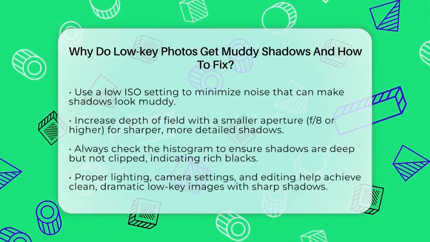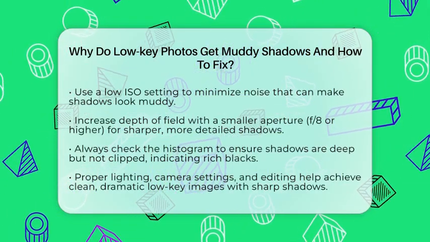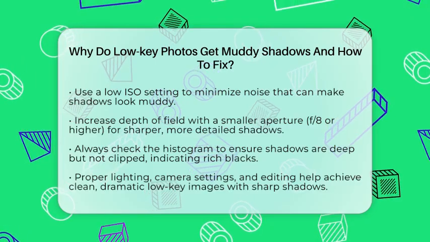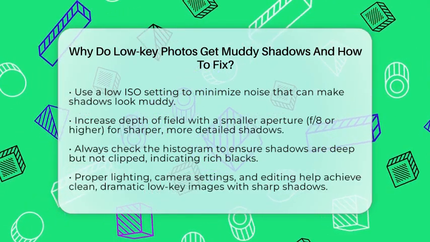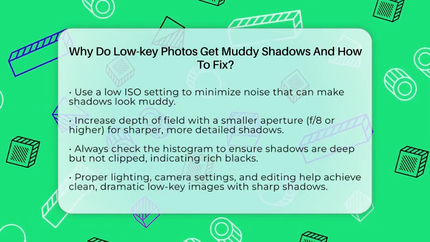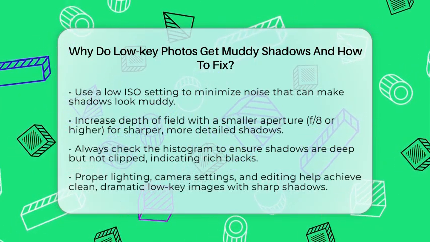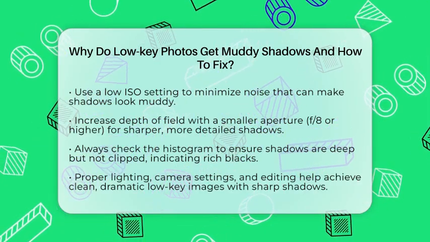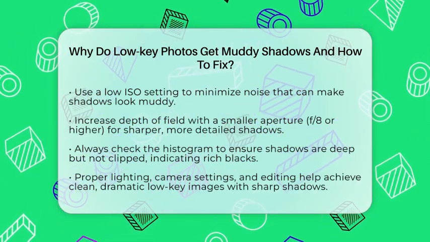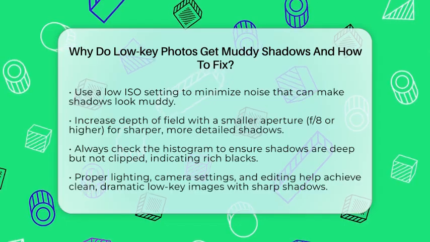Use a low ISO setting to reduce noise that can make shadows look muddy. A smaller aperture, like an f-stop of 8 or higher, increases depth of field and sharpness, helping shadows retain detail. Always check your histogram to make sure shadows are touching the left edge without clipping. This confirms you have rich, deep blacks with enough detail.